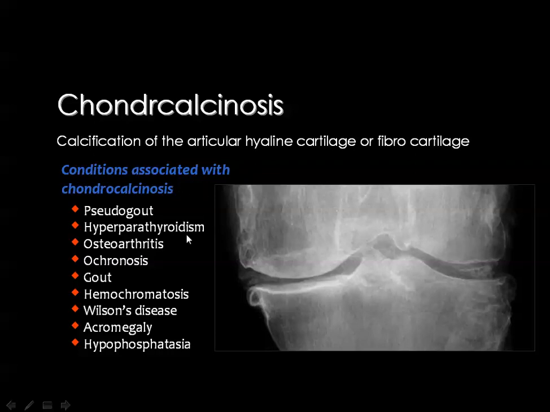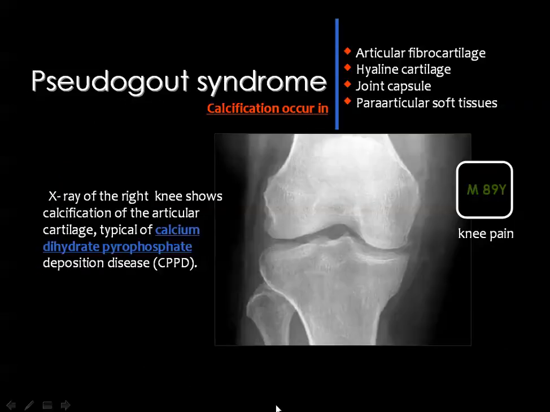Chondrocalcinosis may be seen in what's known as pseudogout, hyperparathyroidism, osteoarthritis, ochronosis, gout, as I have mentioned, hemochromatosis, Wilson disease, acromegaly, and hypophosphatemia. Then the pseudogout syndrome entails the presence of calcium in the articular cartilage, in the hyaline cartilage, in the joint capsule, and the periarticular soft tissues.